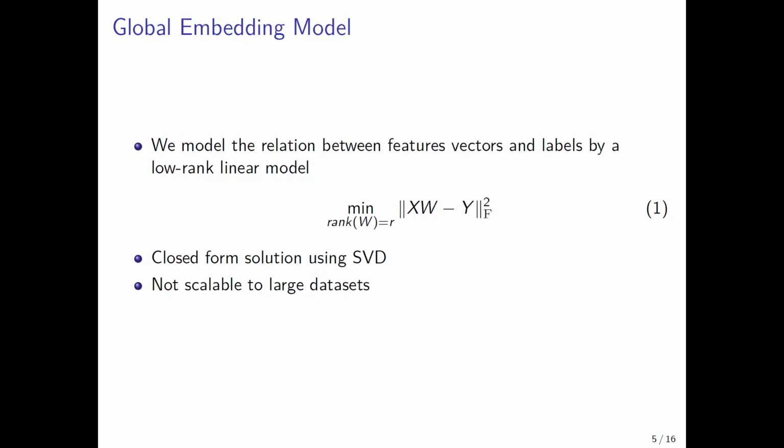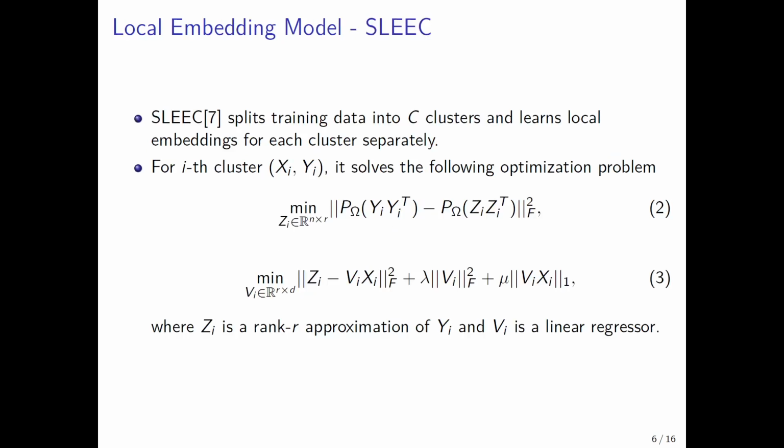Our proposed method is an embedding-based method, so we start by discussing the global embedding model. We model the relationship between the features and labels by a low-rank matrix given by equation 1. Note that here we are using the entire dataset. Equation 1 has a closed form solution that can be computed using SVD of X and Y matrices. Thus, the problem is not scalable to large datasets.